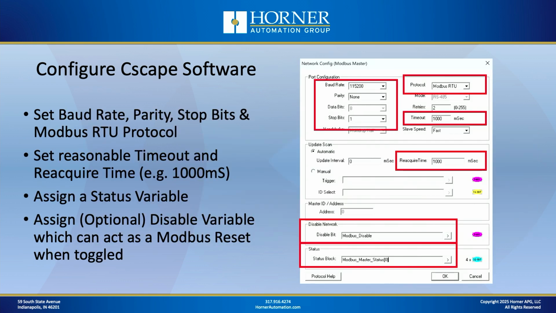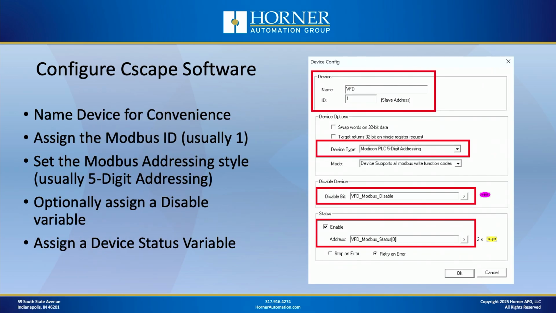Next, we're going to go in and set the polling parameters and the data rate for the master, along with things like status register and disable variables that we can set for convenience purposes later. Also, we're going to tell the master about each slave that's configured, and for each slave, we're going to give it a name. We're going to enter its Modbus address between 1 and 247. We're going to identify its addressing scheme, usually using the Modbus PLC 5-digit addressing scheme. And then we're going to add status variables and/or a disable variable to the list for each slave.